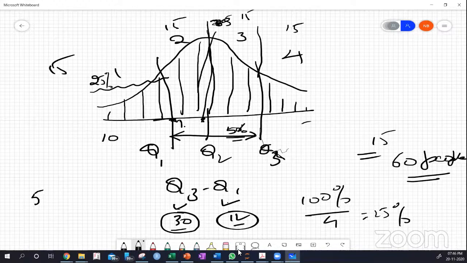Now if you want to divide the same distribution into 10 parts, then you use decile. If you want to divide this distribution into 100 parts, you use percentile.